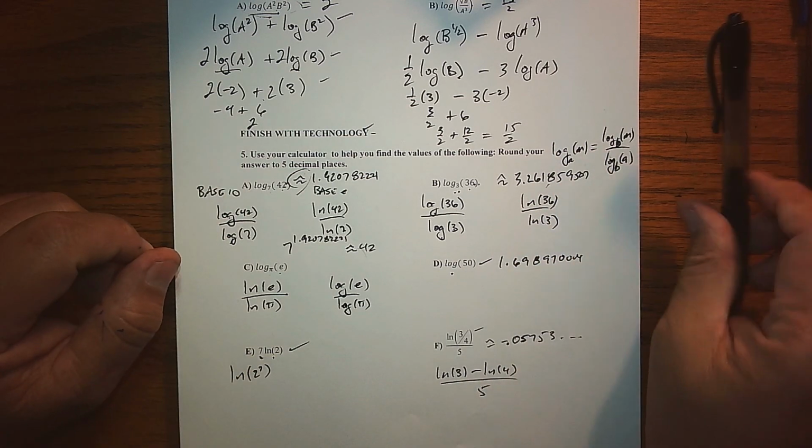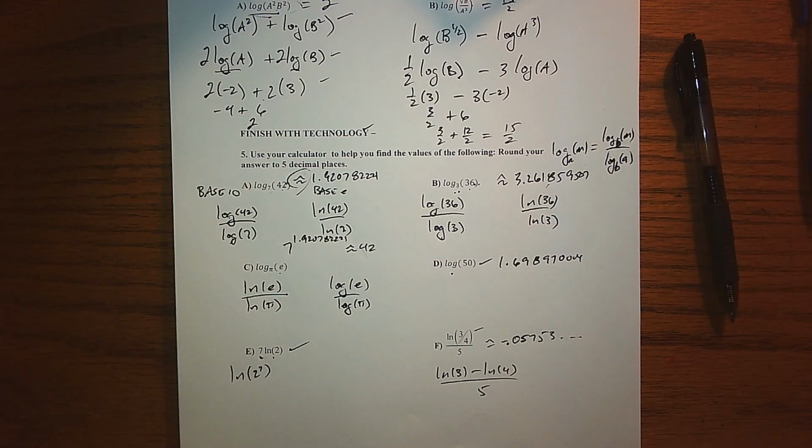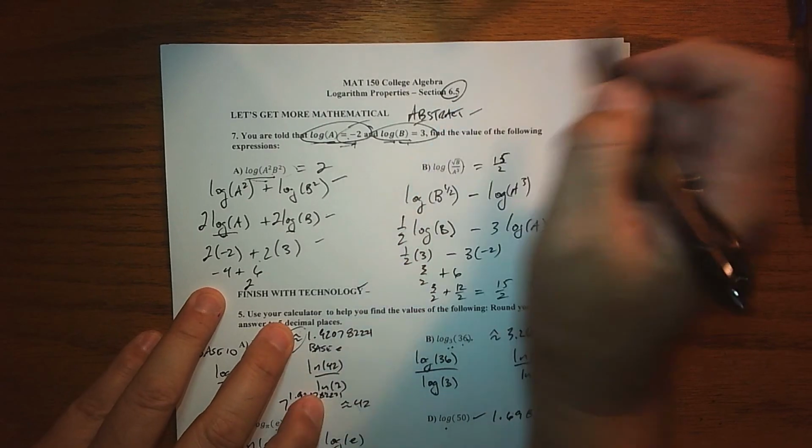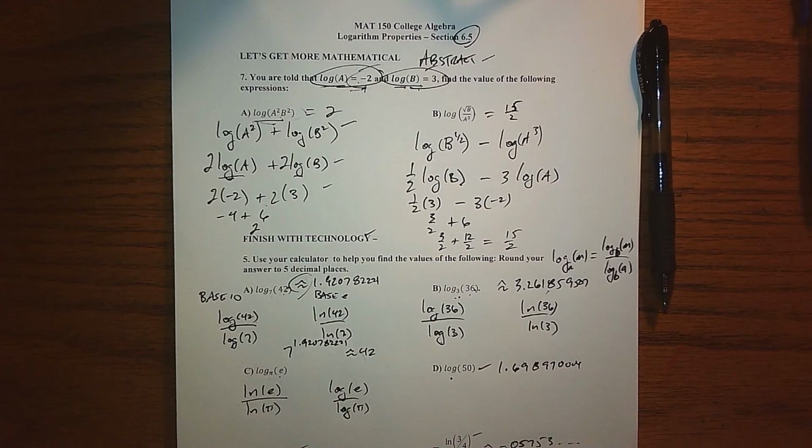All right, so there's the technology with our estimates, and that pretty much gets us ready to do the big thing of solving equations. We are now ready to solve exponential and logarithmic equations like crazy. So we'll be doing that in the next section. So there's the end of 6.5. Big ideas on properties, when to use them, how to use them, and what to use them for.